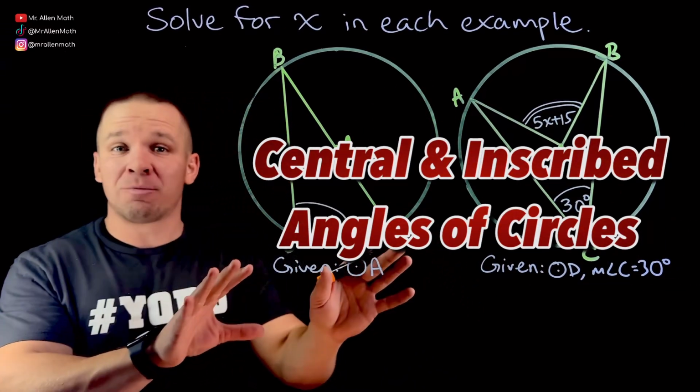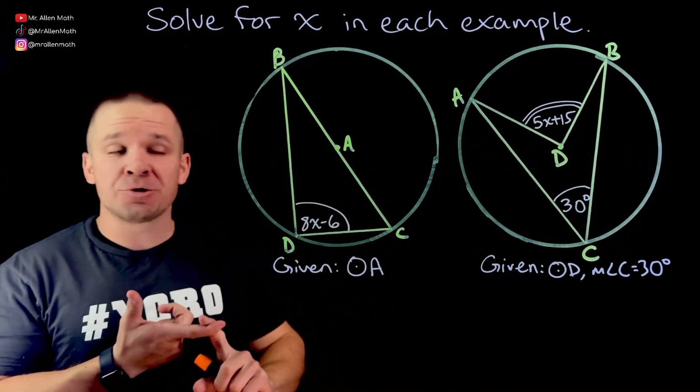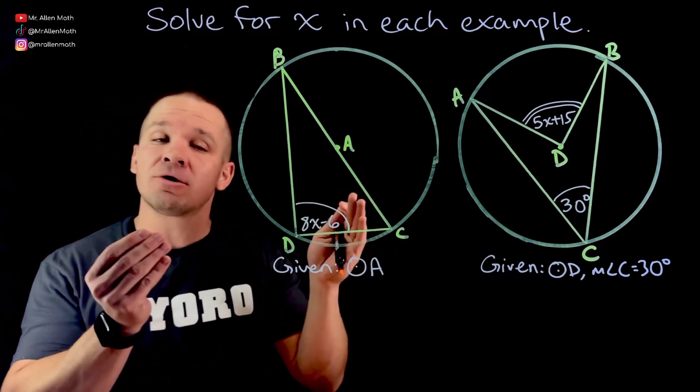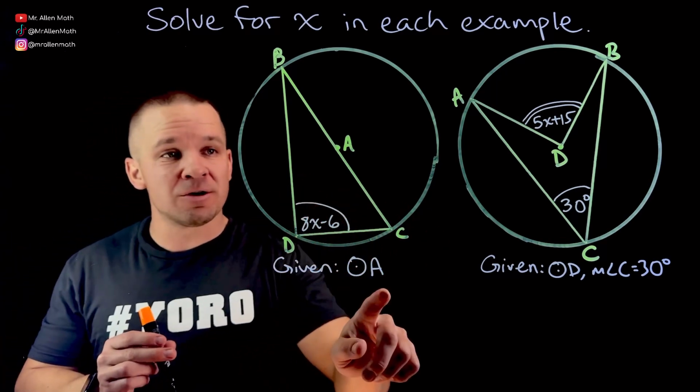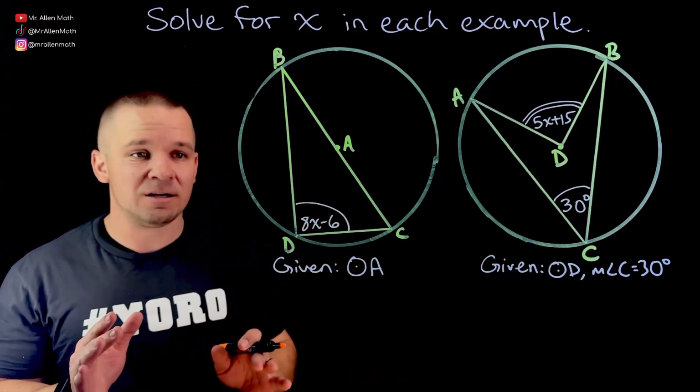We got to do some algebra within geometry. I love it. So we're going to set up an algebraic equation based on properties of geometry, in this case, circles. All right, first one here, we are given circle A. So my center of that circle is A. That's all I've got, right?